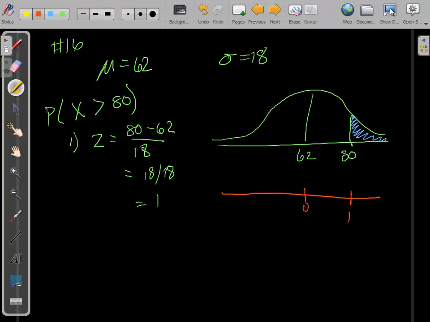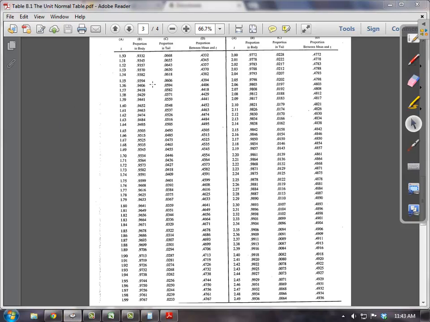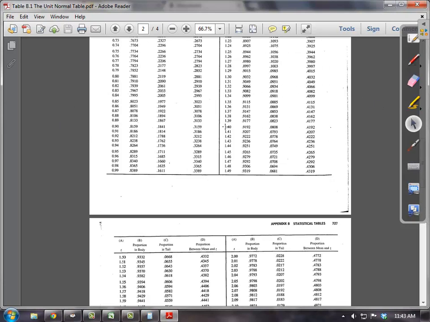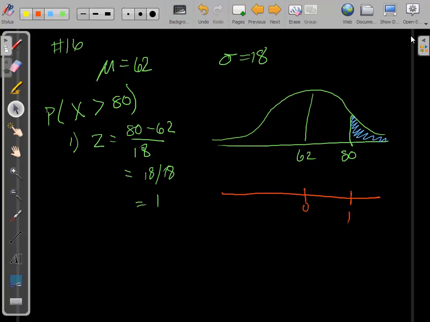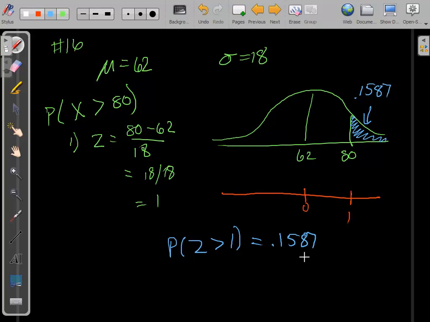So let's switch over and find a z-score of 1. In the column here, z-score of 1, and we're looking for the proportion in the tail, which is 0.1587. So that means 15.87% of the time a person smiles more than 80 times per day. In other words, this region here corresponds to 0.1587. Another way to think of this is the probability of z exceeding 1 is equal to 0.1587.